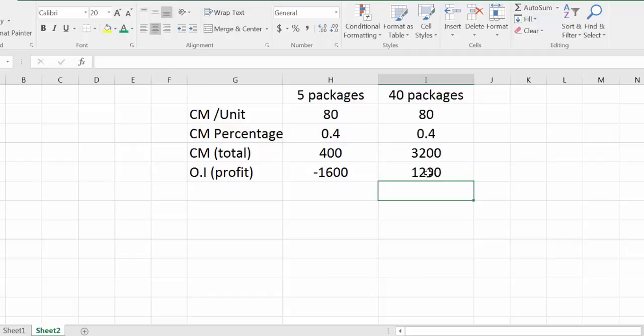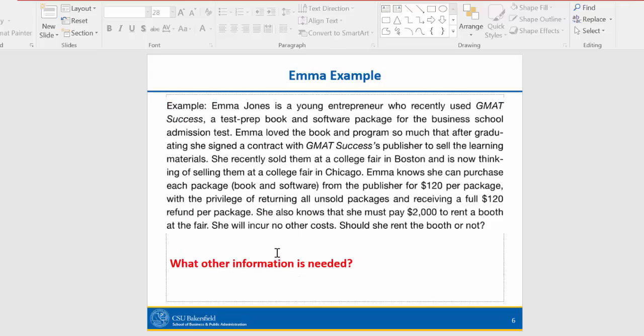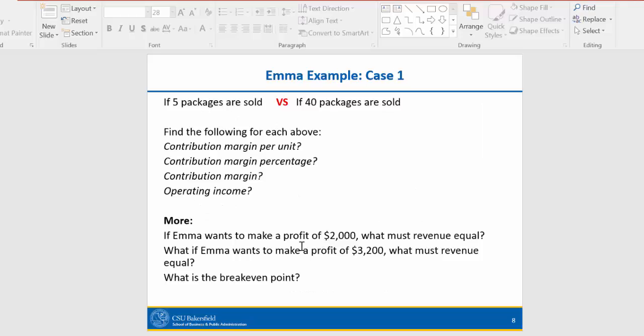So we have a profit here, we have a loss here. That's the first 4 questions. Now let's go back to the slide. On slide 8 here, we have several other questions to resolve. The first one is, if Emma wants to make a profit of 2,000, what must the revenue equal?